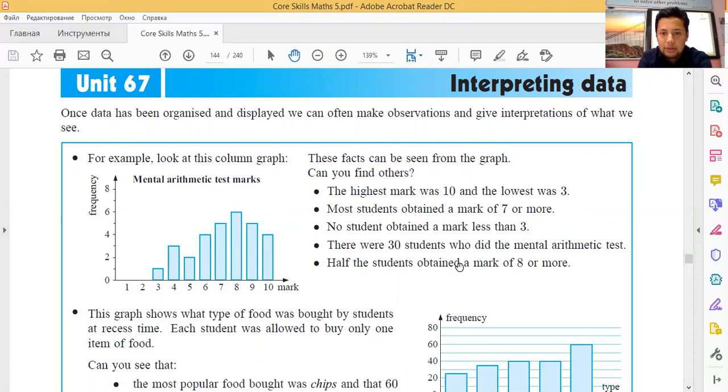There were 30 students who did the mental arithmetic test. How can we find these 30 students? By counting the amount of students. Look, here this mark 3. Only one student obtained mark 3. How could we find? Because it's next to 1. Look, 1, 3, 2, 4, 5, 6, 5, and 4. You're adding all this amount, you get 30.